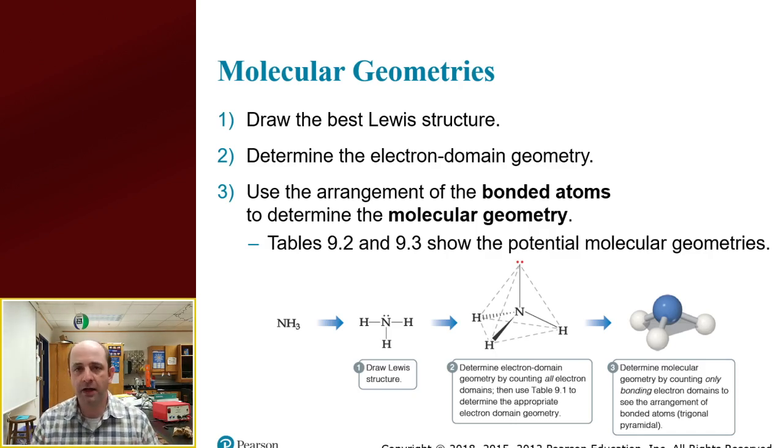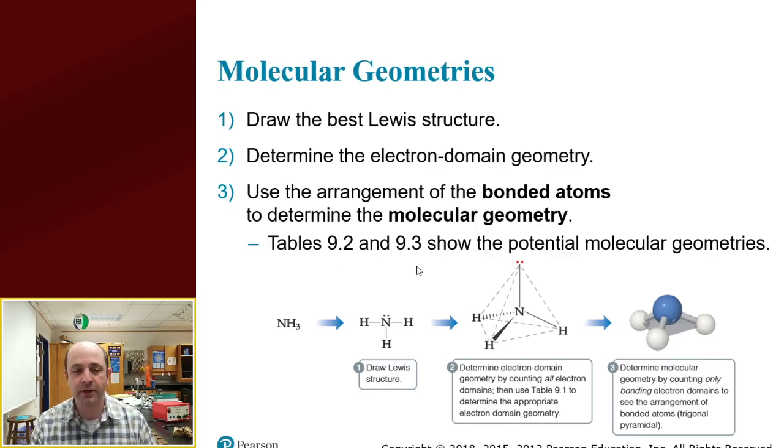We want to know about the molecule, though. When we just look at the atoms that are connected, what's the shape we get there? And so the molecular geometry comes from the electron domain geometry. So we have to draw the Lewis structure first. We have to get that electronic geometry second. And then we say, well, what are the bonded atoms doing? If we look only at the bonds, what shape are they in? And that gives us the molecular geometry.